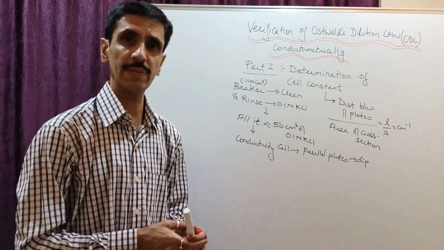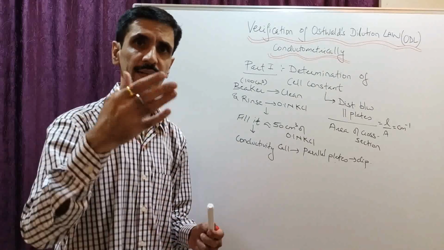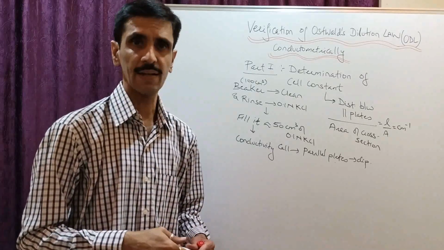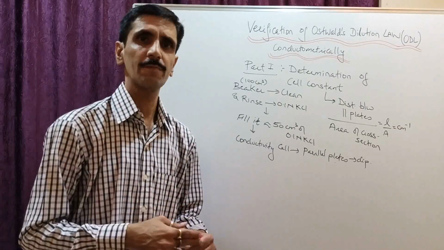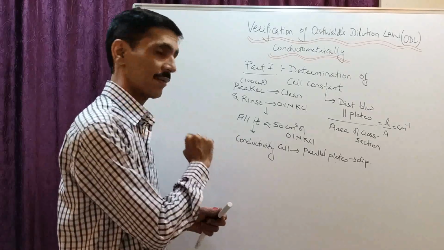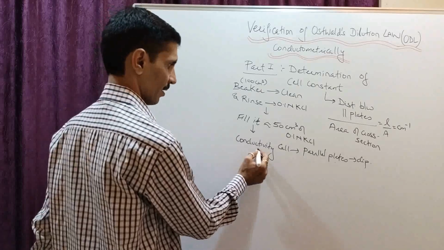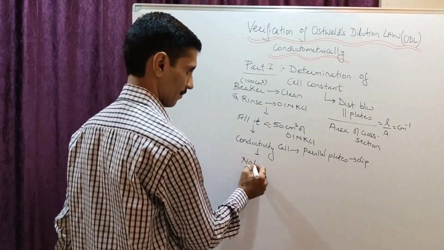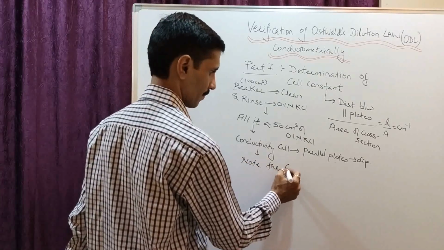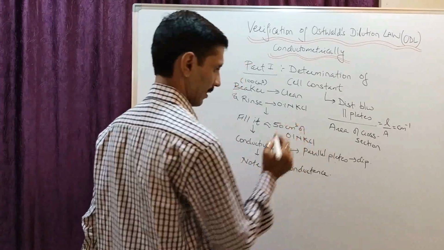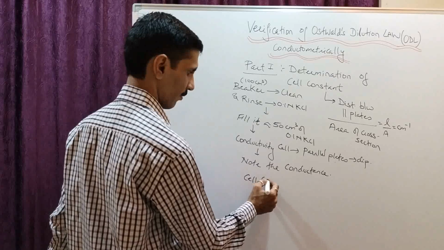It is connected to a conductometer. From the conductometer directly you will be getting the reading. It's a display readout device. Now whatever reading you get, that is going to be noted. So note the conductance, and then use the formula.